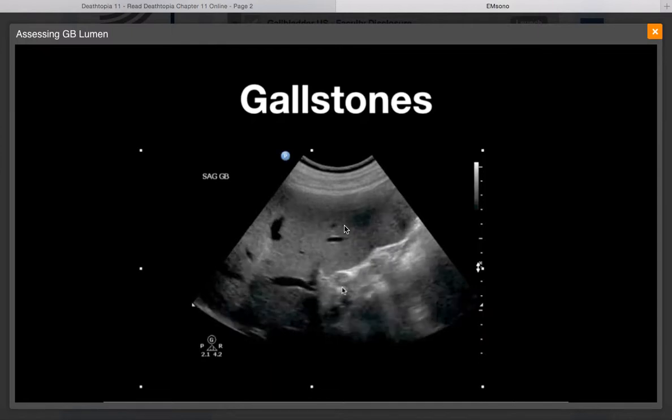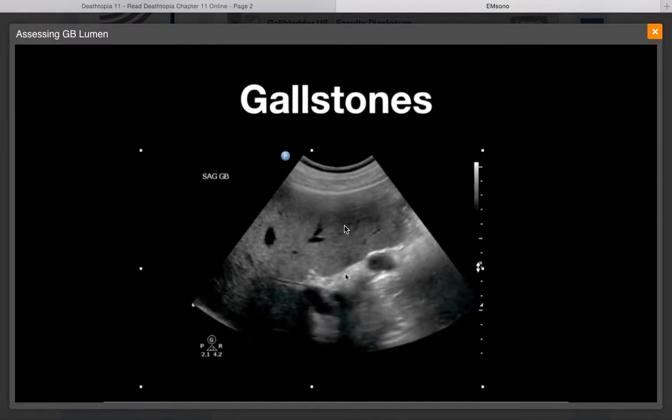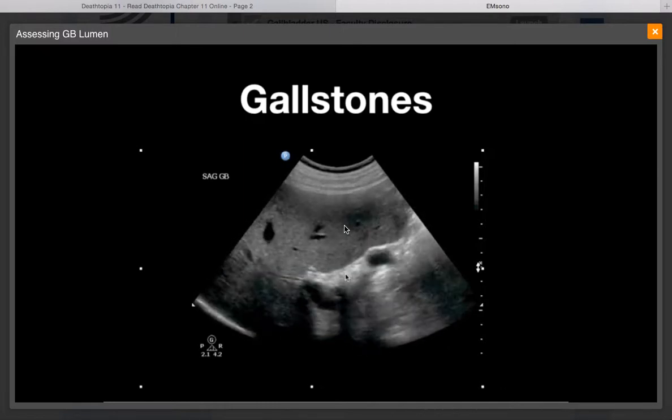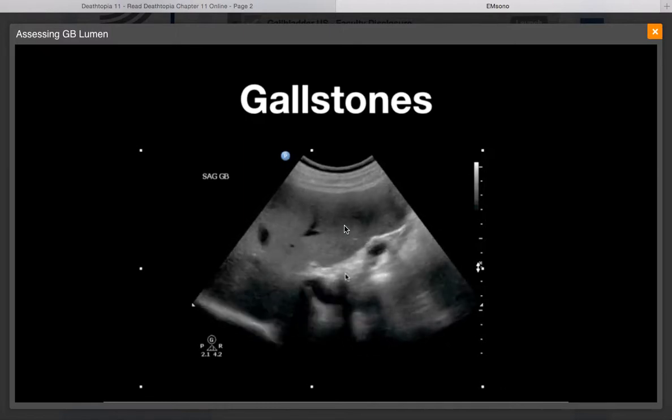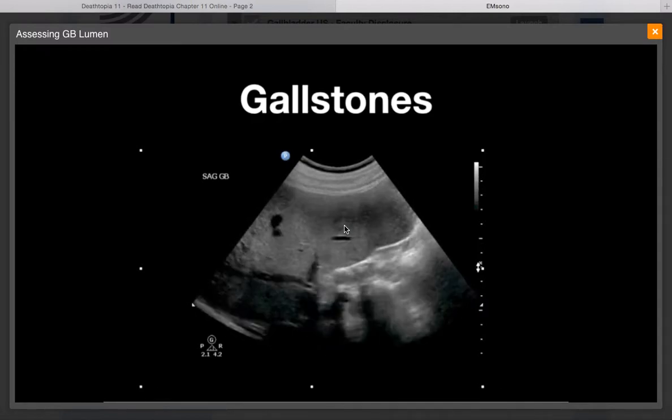You can see if you look real close, there's a gallstone. There's several small ones right here. But if the gallbladder was more distended, these would be easier to distinguish. So keep that in mind when you're scanning these unprepped ED patients.